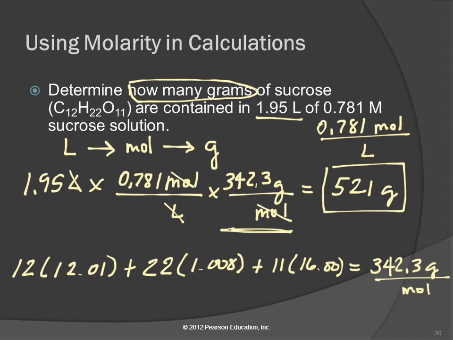And this is the sort of calculation that you would do if you needed to make a solution like that. If you needed to make 1.95 liters of 0.781 moles per liter solution, this is how you would calculate the mass of sucrose to put in the container. And then you would add water until you get to the needed volume. Any questions?